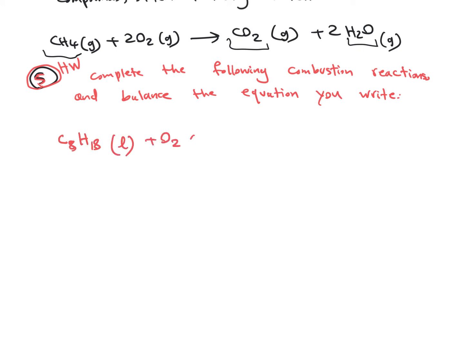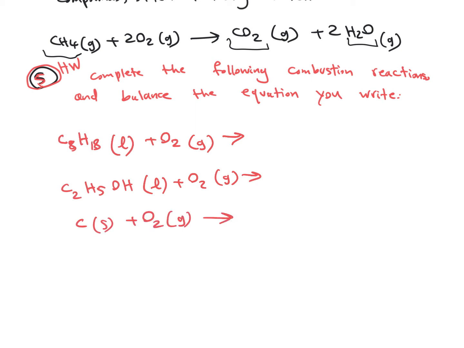C8H18 plus oxygen gives... C2H5OH liquid plus oxygen gas gives... carbon solid plus oxygen gas. For instance, here you don't see H, so you won't be having any species containing hydrogen, including water, on the right side. So this is an example of a combustion reaction that doesn't necessarily generate water because you don't have hydrogen on the left side. Hydrogen gas plus O2 gas gives... This is another example where you don't see carbon on the left side, so you won't be seeing any species containing carbon on the right side. And then CH3OH liquid plus O2 gas.